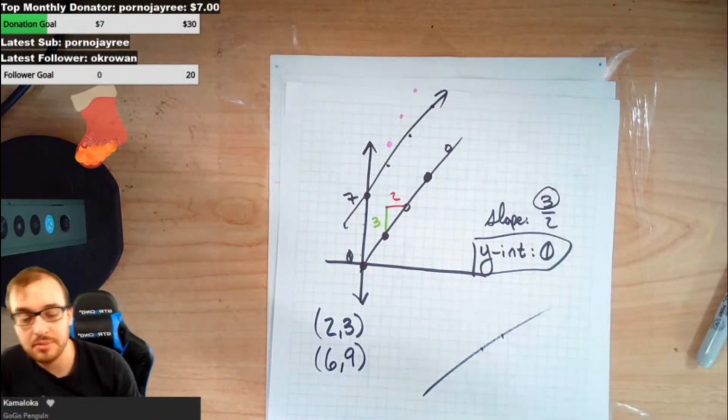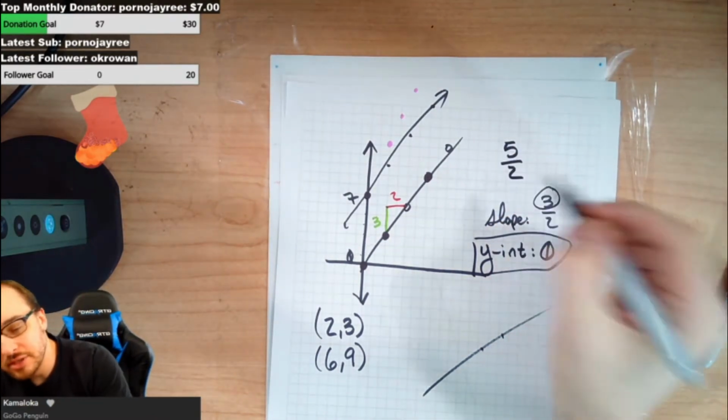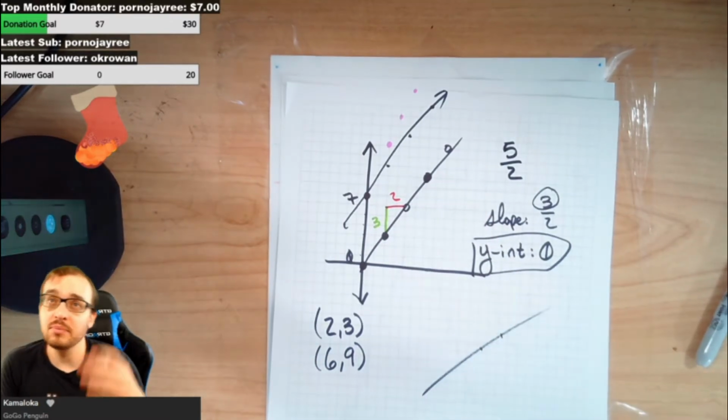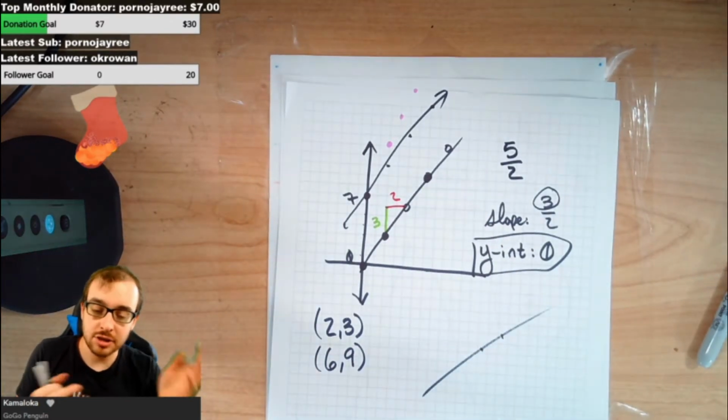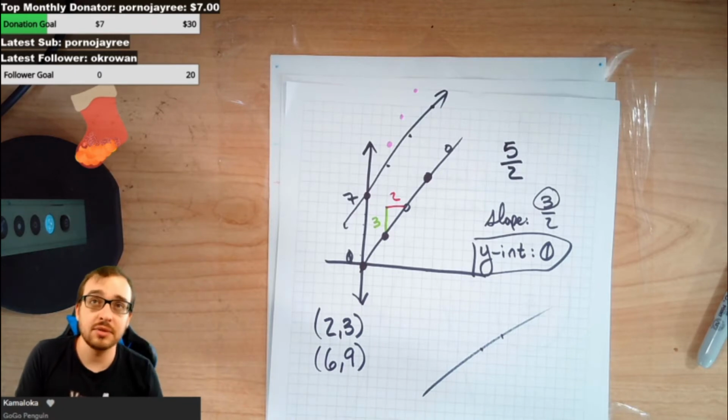So I would increase this top number, maybe make it like 5 over 2 or something, and see if that hit the coin. So being able to move that slope back and forth and adjust it to what you need is a skill that I want you guys to be able to have.